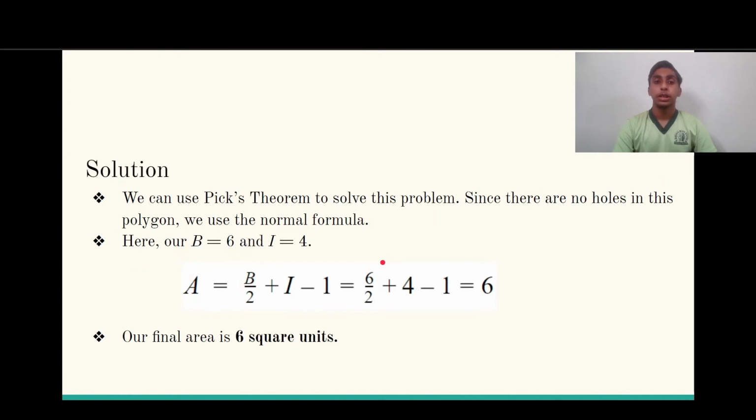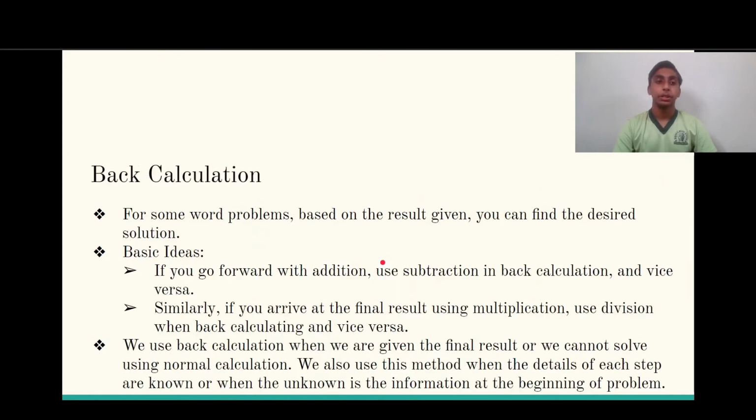Okay, let's go into our second topic of the day, back calculation. So for some word problems, based on the result given, you can find the desired solution. Sometimes you're given the final result, and you're asked to find what they started with. So here are the basic ideas. If you're solving normally and you use addition to go forward, for example, if you're trying to find the sum of something, then you use subtraction when using back calculation, and vice versa. Similarly, if you arrive at the final result using multiplication, use division when back calculating, and vice versa.